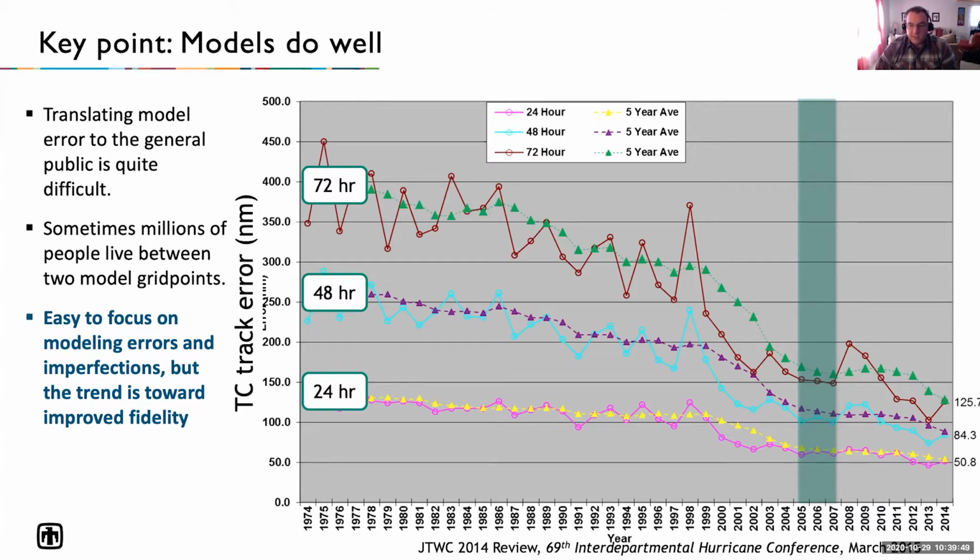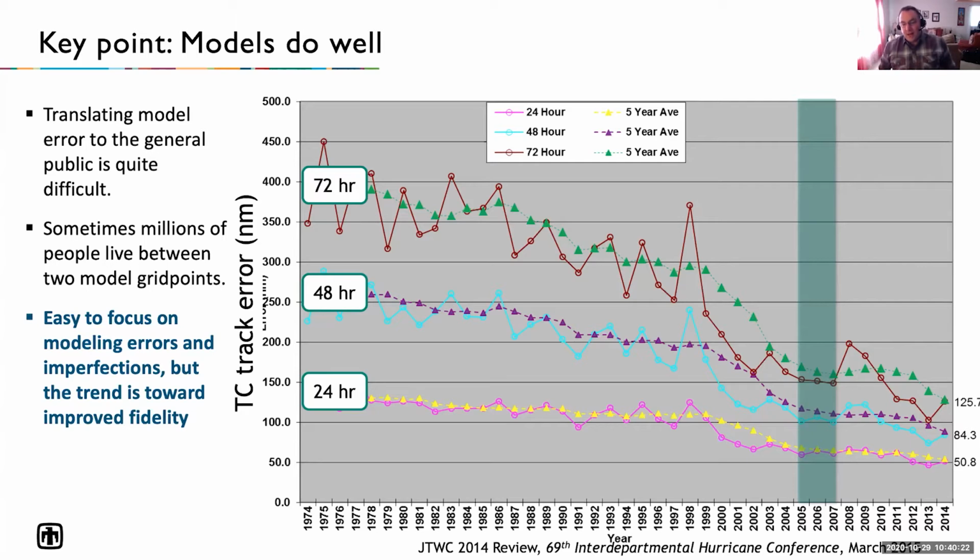The models forecast it hitting Washington, D.C. and Philadelphia with a certain intensity and a certain time. And it hit with that exact intensity at that time, but it hit New York and Boston instead. So from a numerical modeling point of view, it was a fantastic success. They got the intensity right. They got the timing right. They were off by one grid point. It just so happened that 50 million people live between those two grid points. And so, oops.